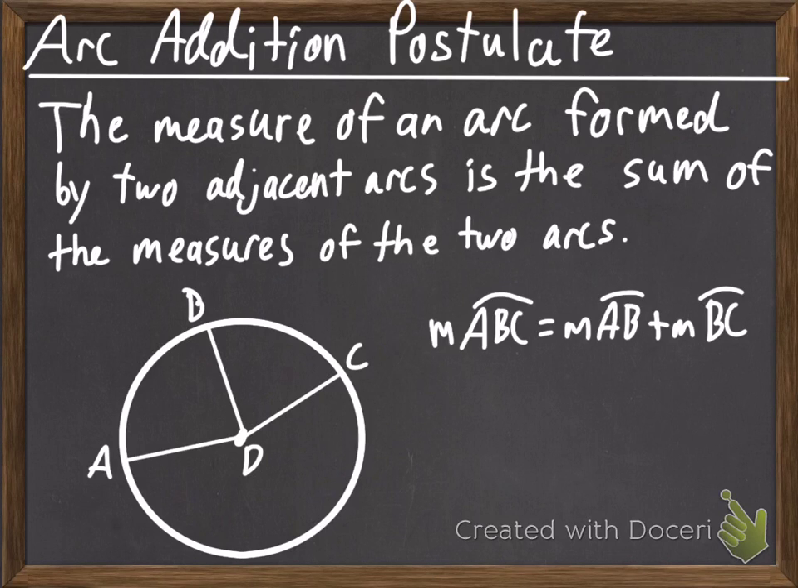Arc addition postulate. The measure of an arc formed by two adjacent arcs is the sum of the measure of the two arcs. So we have circle D here, and we have arc ABC, and the measure of arc ABC equals the measure of arc AB plus the measure of arc BC. What this basically says is that we're going to take this piece here, add it to this piece, and we get the whole thing. So it's kind of a self-explanatory thing. It's a bit silly when you think about it. If I have two things put together, and I want to find out how big the whole thing is, I add those two pieces up.